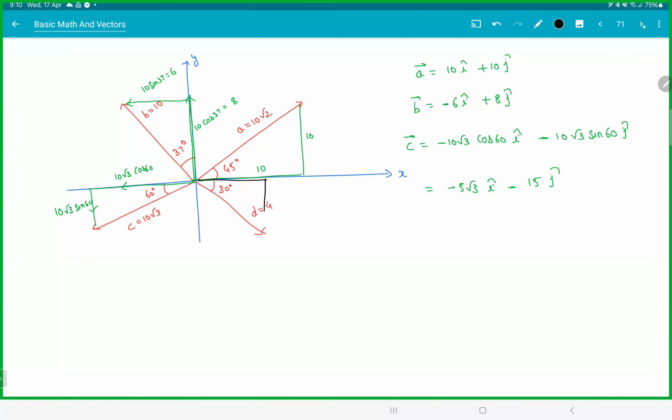For D, you travel like this and like this. So this is 4 cos 30. This is 4 sine 30. So D bar is 4 cos 30 I cap minus 4 sine 30 J cap. Cos 30 is root 3 by 2. So 2 root 3 I cap, and this guy is 2 J cap. Easy.